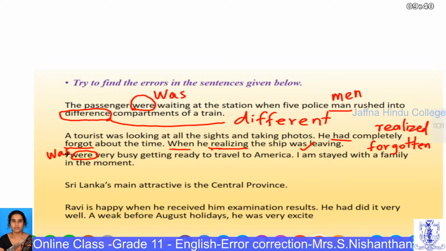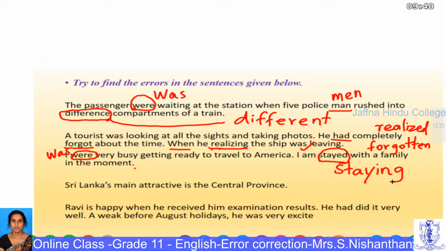I am stayed with the family in the moment. In the moment. So, I am stayed, no. In the moment, so it should be in present continuous. Be verb plus present participle. So, I am staying with the family in the moment.